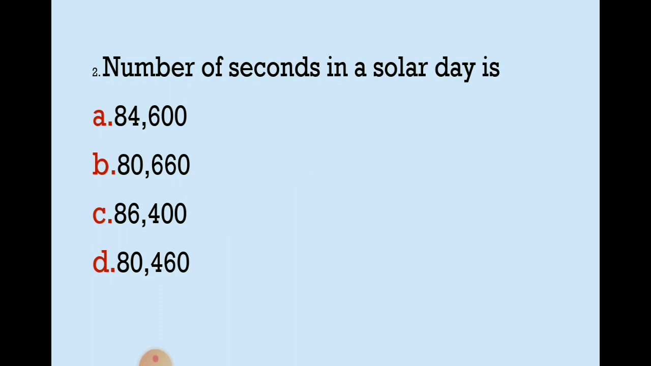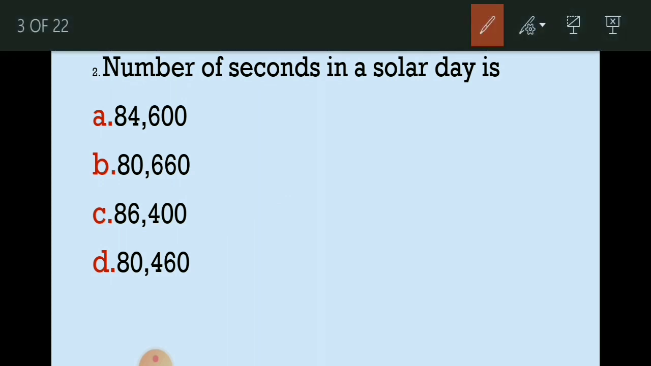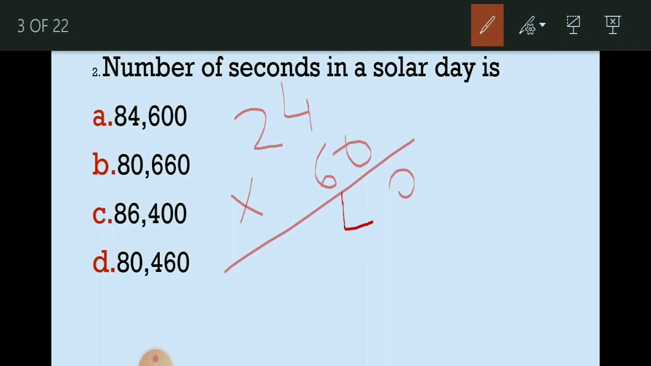Okay, so let's move to the next question. The next question: number of seconds in a solar day. We know very well that in one day there are a total of 24 hours. If you want to convert this hour into minutes, we simply have to multiply by 60, because we know very well that 1 hour is equal to 60 minutes. So 24 into 60, how much will we get? Just see. This 0 I will put over here. 6 4s are 24, so 4 carry 2, 6 2s are 12 plus 2, the answer is 1440.